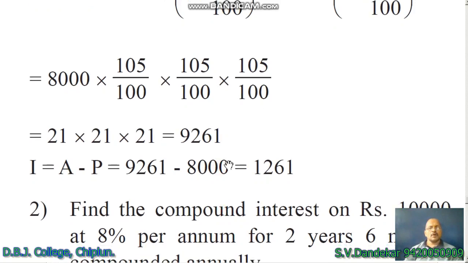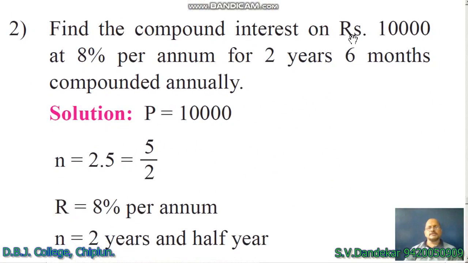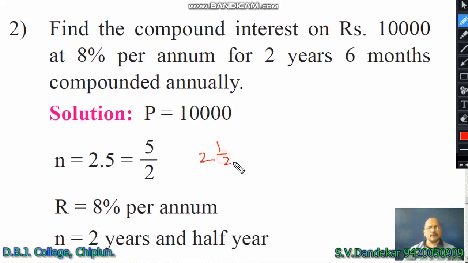Let us move on to the next problem. Find the compound interest on rupees 10,000 at 8% per annum for 2 years, 6 months, compounded annually. P is equal to 10,000. So N is equal to 2.5, that is 5 by 2, that is 2 and half. And therefore R is equal to 8% per annum, N is equal to 2 years and half year.